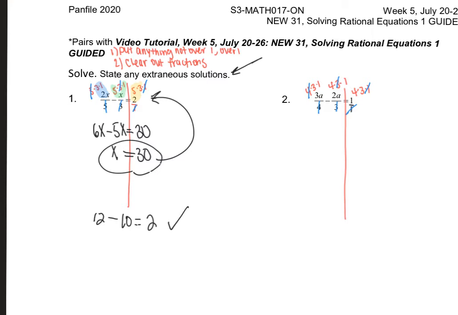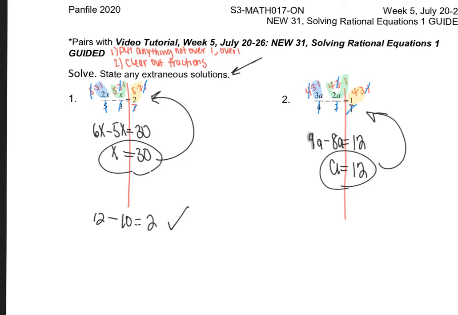Okay. So what do we have? If I highlight, I have that. I have that. I have that. Okay. So there I have 9a minus 8a equals 12. So that's a equals 12.